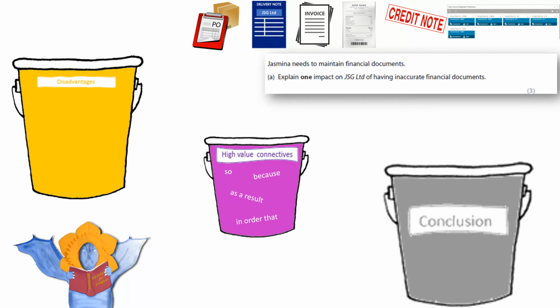So let's fill the disadvantages, the yellow bucket, with some information. There are 2 main suggestions, 2 major things that can go wrong if you don't maintain accurate financial documents. You talk about losing customers or losing revenue, and then you've got cash flow problems because you're not keeping track of money coming in and coming out. Probably the best thing to look at though are the consequences of this mistake of not maintaining financial documents.